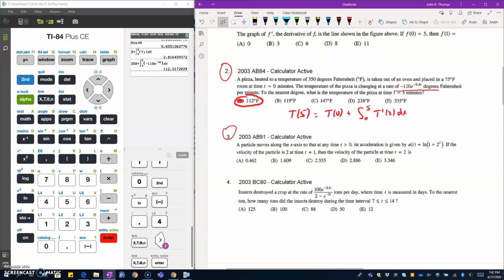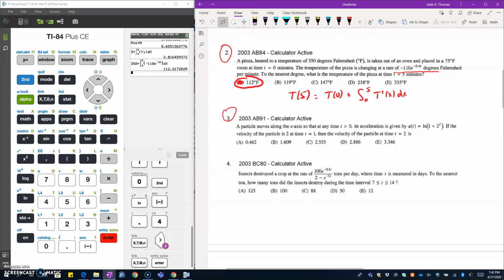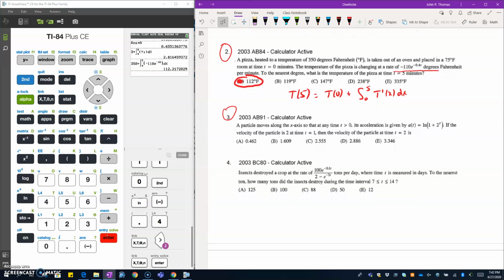Let's move to question 3. Question 3 says a particle moves along the x-axis so that any time t greater than 0, its acceleration is given by that function. If the velocity of the particle is 2 at time t equals 1, what is the velocity of the particle at t equals 2? So actually this problem is the same skill set as the last one. We want velocity.